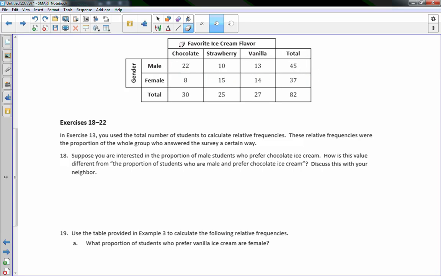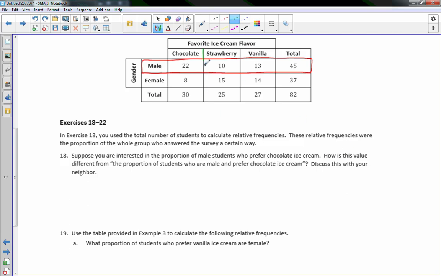In exercise 13, you used the total number of students to calculate relative frequencies. These relative frequencies were the proportion of the whole group who answered the survey a certain way. Exercise 18 says to suppose that you are interested in the proportion of male students who prefer chocolate. So you want to look at just male students. How is this value different from the proportion of students who are male and prefer chocolate ice cream? Discuss with your neighbor. So now they're saying, suppose you're interested in the proportion of male students who prefer chocolate ice cream. Now we're talking about who prefer chocolate.